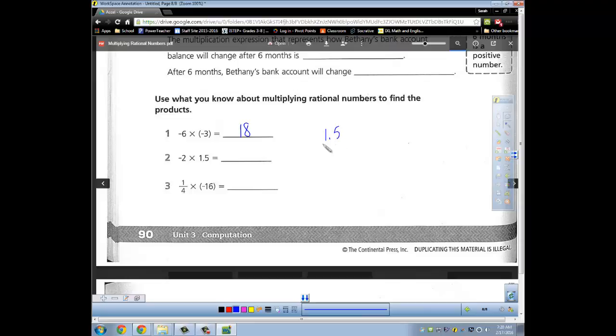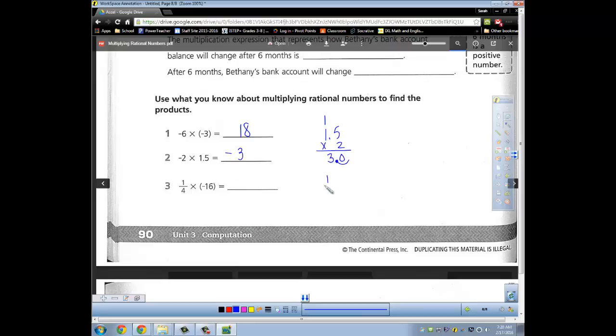2 times 1.5. So 1.5 times 2. I like to put my longer number on top. 5 times 2 is 10. So 0, carry the 1. 2 times 1 is 2, plus 1 is 3. There was one number after my decimal, so move your decimal over 1 place to get 3.0 or 3. Different signs, so it's negative.